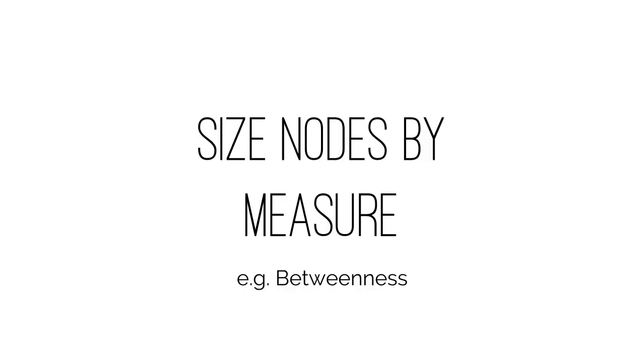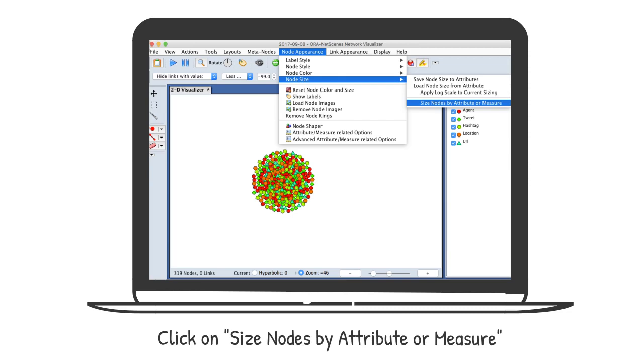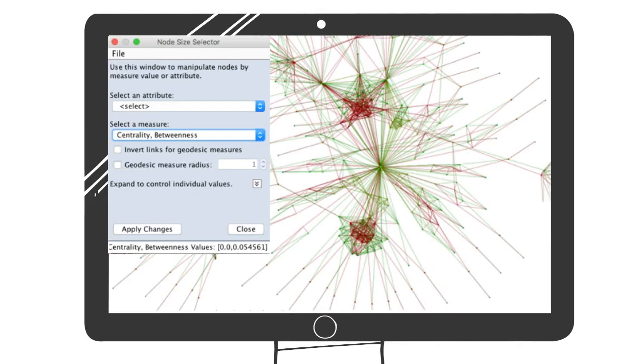Another interesting thing you can do within the visualizer is change the size of nodes by measure. An example of which is sizing them by betweenness. To size nodes by measure, click Node Appearance at the top of the screen, then Node Size, and size nodes by attribute or measure. This will result in the Node Size selector screen.